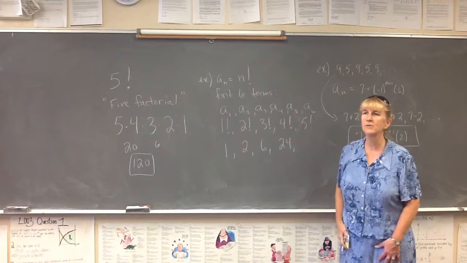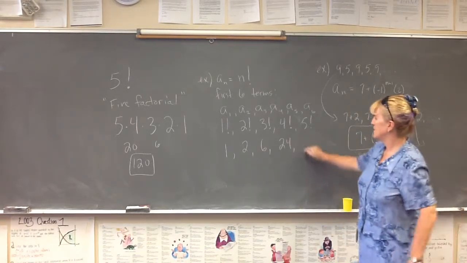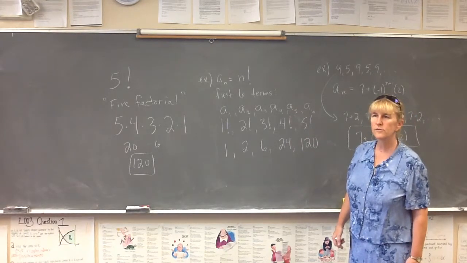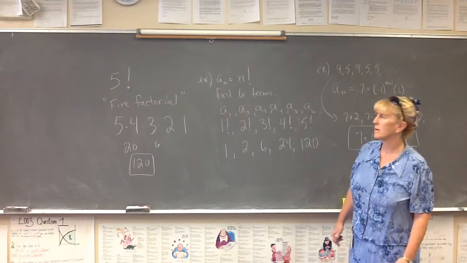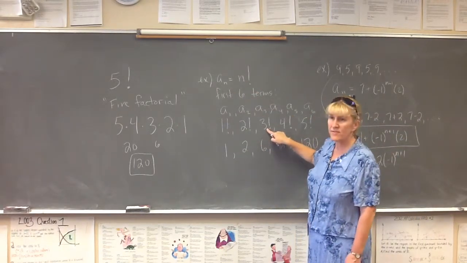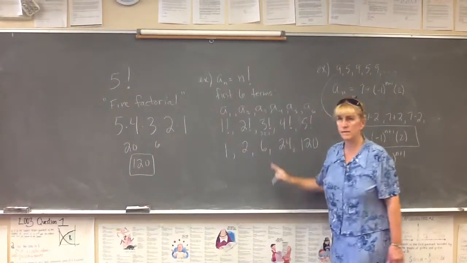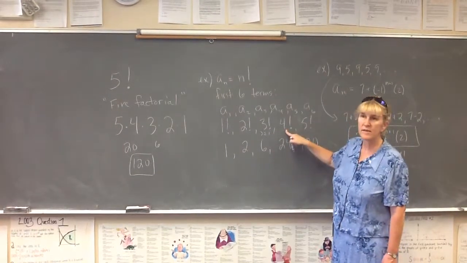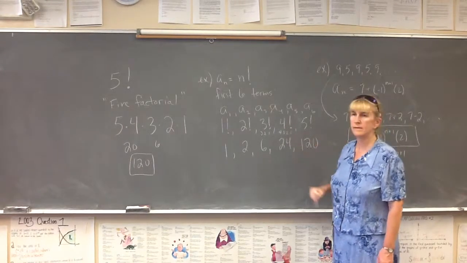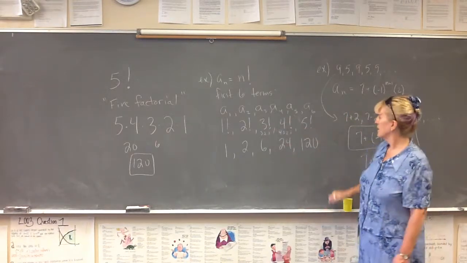I lost you. Where did I lose you? Help me, Sienna. I don't know. Tell me where. Three factorial? Yeah. Okay, so this is 3 times 2 times 1. Oh, 6. Okay. This is 4 times 3 times 2 times 1. We did that one already.